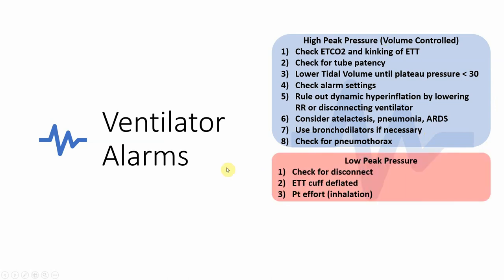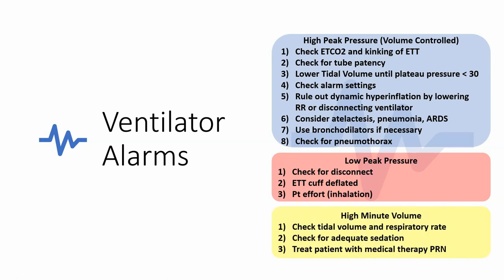If you have a low peak pressure alarm, check and make sure that nothing is disconnected. Troubleshoot your equipment. Make sure that you still have end-tidal CO2. Your ET tube cuff might have become deflated, so check your pilot balloon, squeeze it, and make sure that it's still inflated. Or if the patient inhales, then you could have low peak pressures.